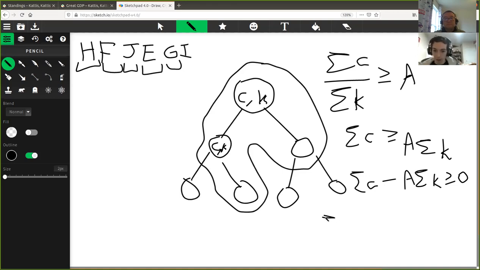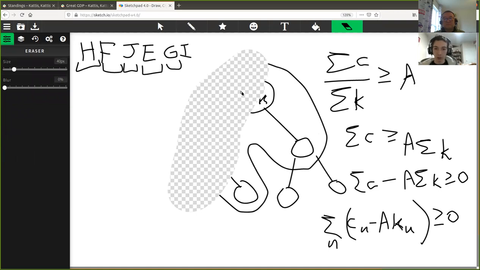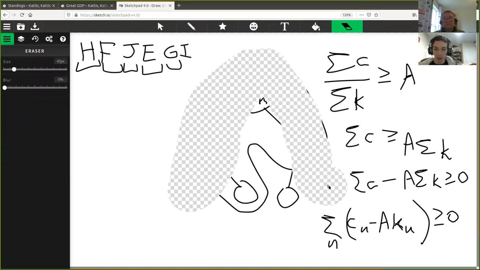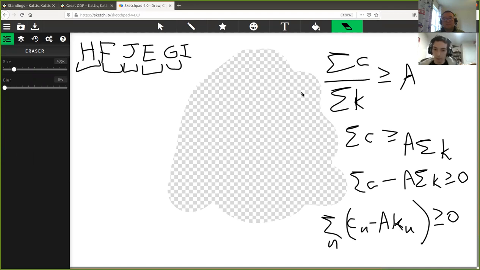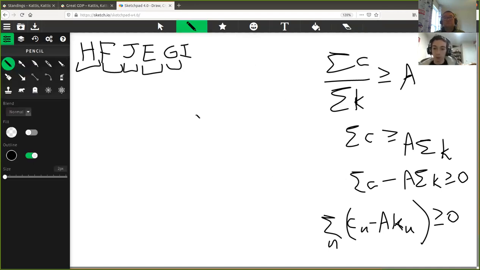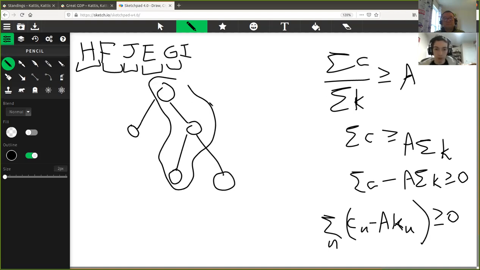And actually the sum kind of combines. So you can say the sum over each node U of C of U minus A times K of U is greater than or equal to 0. And this sum is in a much more friendly form, where C and K aren't separate objects anymore. Now each node has a single value, C minus AK. And so the question now is, can we select some nodes containing the root where the sum of these values is non-negative?